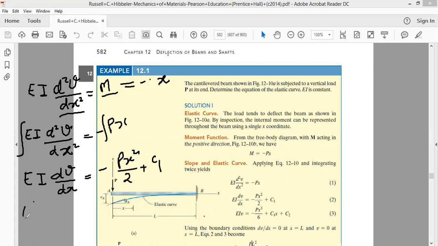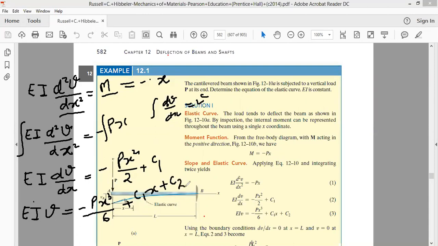Perform integration again, we'll get EI nu. EI is constant, it will come out of integration. Integral d nu by dx is equal to nu, and that is equal to minus P by 2 times integral x square dx, that will be x cube by 3, and 3 into 2 is 6. So it will be minus Px cube by 6 plus integral C1 dx will be C1 of x plus another constant of integration C2. So this is the equation that we are getting.